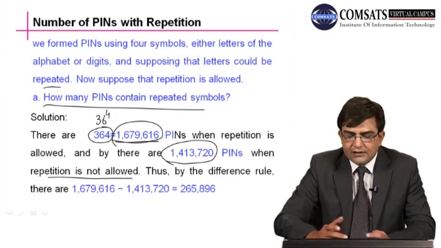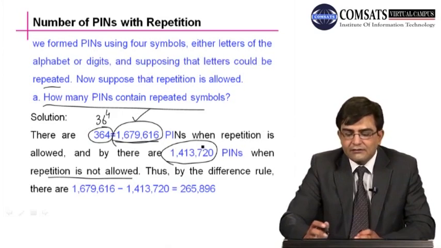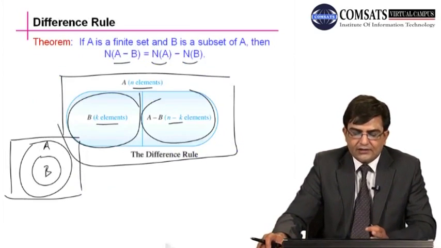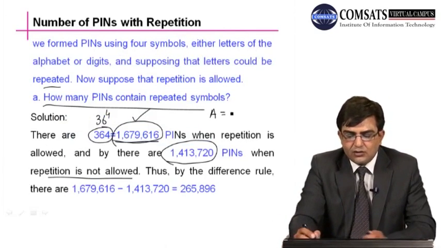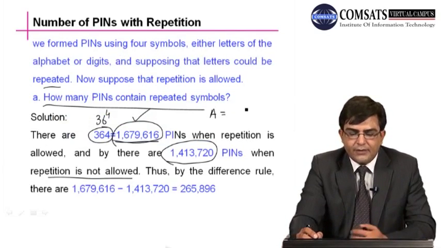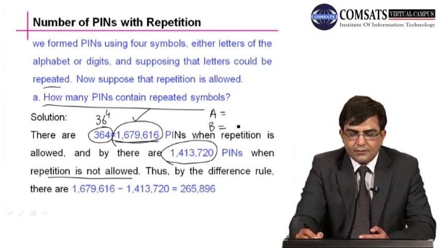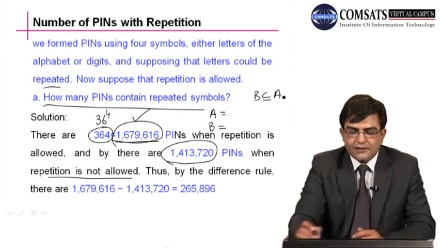Set A, for example, contains this type of elements, and the set B is a subset of this set. Basically, how we can use this difference rule here: we suppose that the set A is the set which contains the pins in which the repetition is allowed, and B is the set of pins, personal identification numbers, in which the repetition is not allowed. So this set must be the subset of this set. So B is a subset of A.